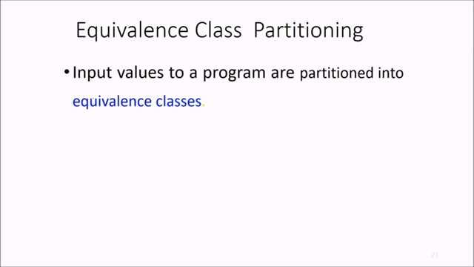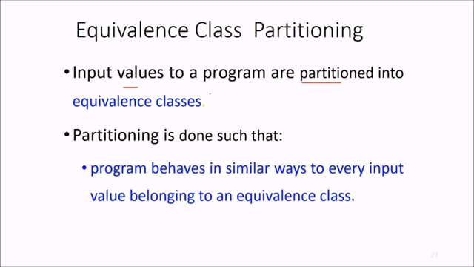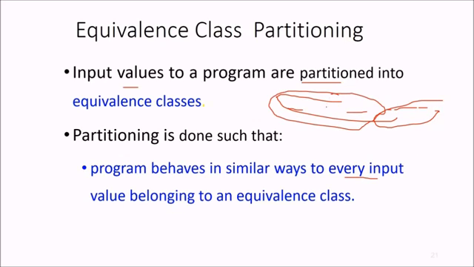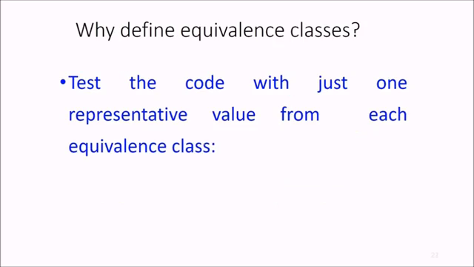Equivalence class partitioning. Input values are partitioned into equivalence classes, as I just suggested what an equivalence class means. We have various inputs, and you partition them in a way that the program behaves in a similar way for every input value belonging to an equivalence class. If this is an equivalence class, then the program should behave in a similar fashion to each and every input of this one partitioned class.